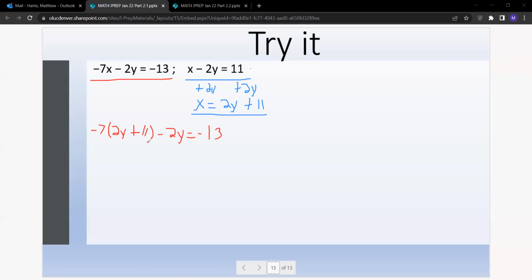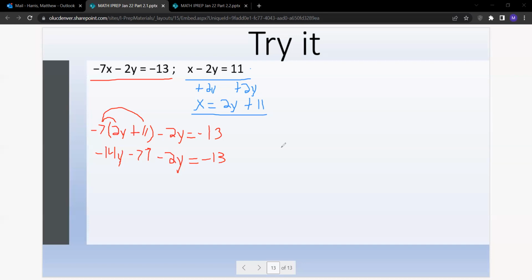So before we do that, we can go ahead and multiply here and distribute this out, and it'll just make it easier. So we do negative 7 times 2, negative 7 times 11, right? So what that looks like is negative 14y minus 7 times 11, which is 77, minus 2y is equal to negative 13.